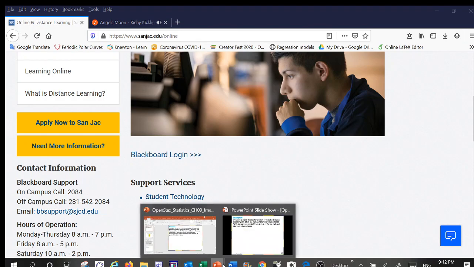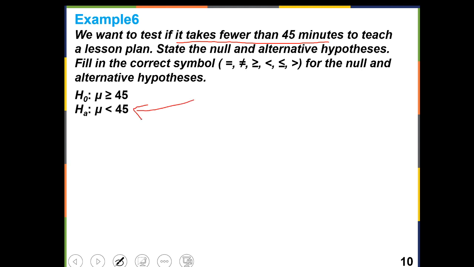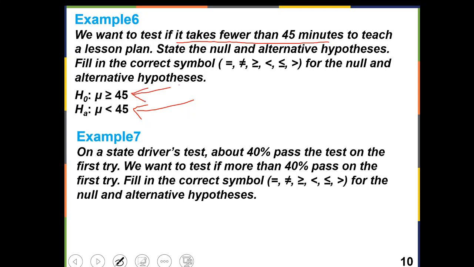So let's go back to the discussion. We want to test if it takes fewer than 45 minutes to teach a lesson plan. State the null and alternative hypothesis. Well, we want to know if it takes fewer than 45 minutes. So that is less than. You see that goes here because there is no equality there. So we have to put it there. And then here goes the logical opposite of it, or logical complement, if you want to say.